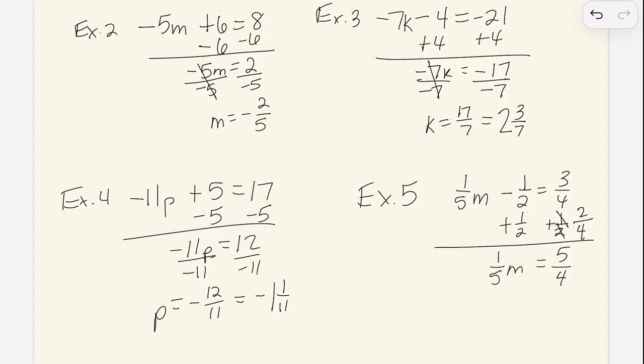Now don't make this into a mixed number because we need to multiply or divide depending on the problem. So in this case, we are going to multiply by 5 over 1. We're just multiplying by the reciprocal because we want this to equal 1. So 5 over 1 times 1 over 5 is 1. Do it to one side, do it to the other. So then we would get m equals 5 times 5 is 25. 4 times 1 is 4. 25 over 4 is going to reduce down to 6 1/4.